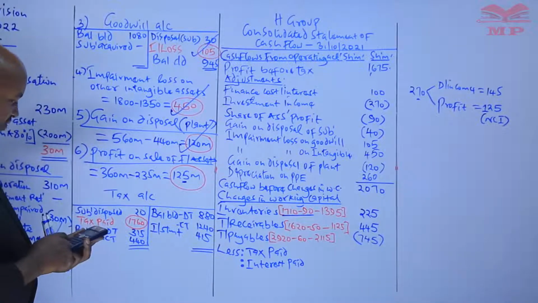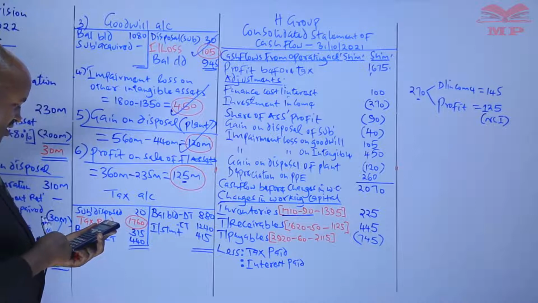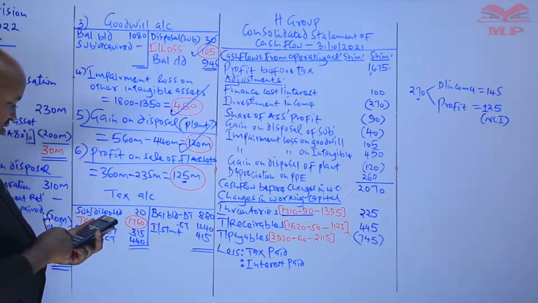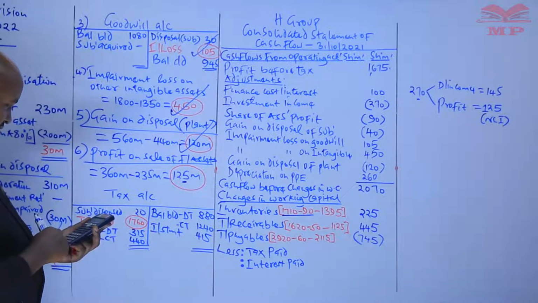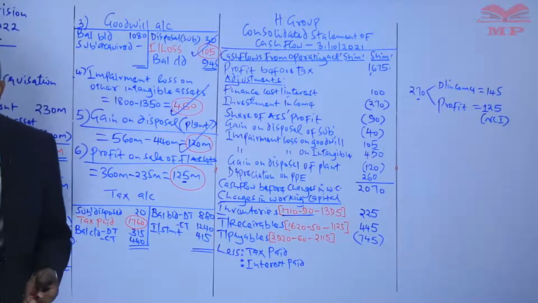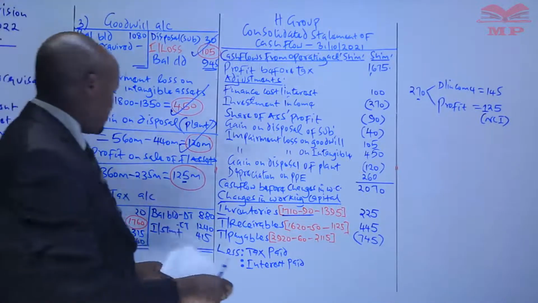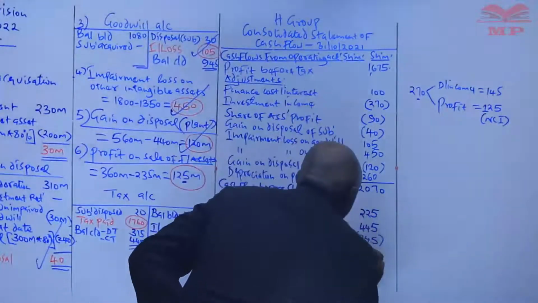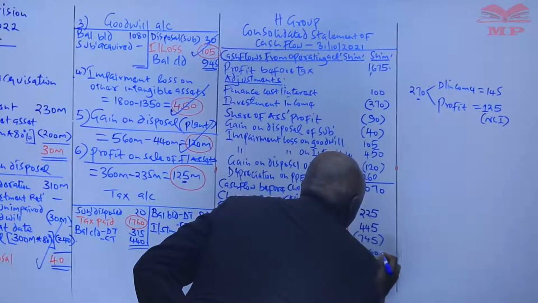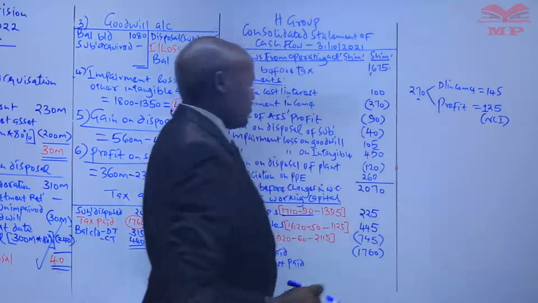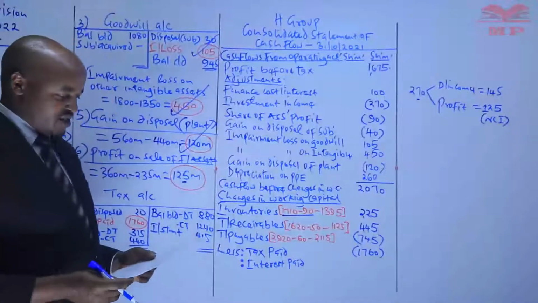1760. Maybe you can just confirm that that is correct: 880 plus 1240 plus 415 minus 20 minus 315 minus 440. Yes, that will give us 1760. So that 1760 is the tax which was paid here. Tax paid is a cash outflow. Whenever the company pays tax, we know this is a cash outflow.